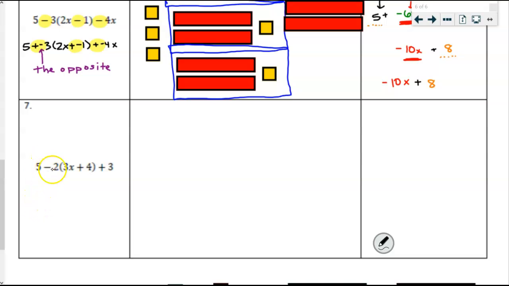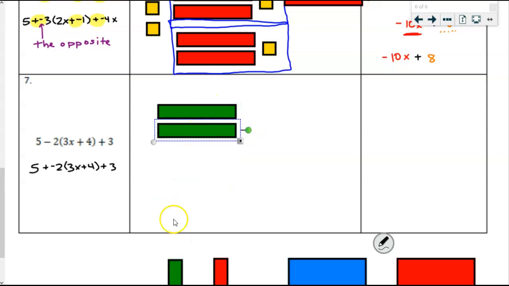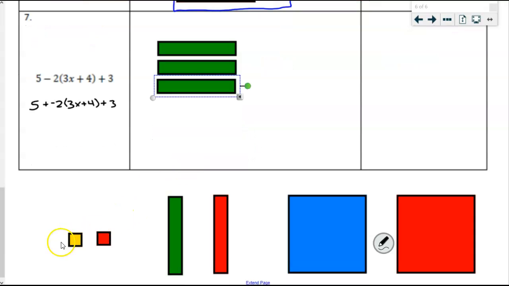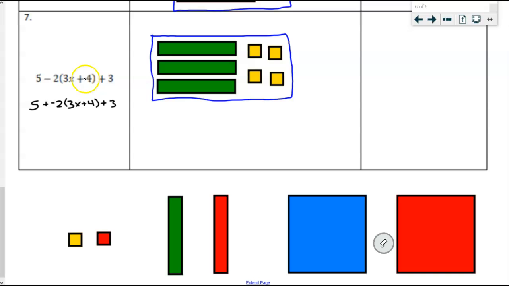Okay, number 7 altogether now. I see subtraction, only one subtraction, so 5 plus a negative 2 groups of 3x plus 4 plus 3. So when I model this, I'm going to start off with my 3x tiles and my 4 unit tiles. All of that's in a group. So order of operations, say, let's do the group first. Done that. Any multiplication? Yeah, the multiplication is telling us there are 2 of those groups.